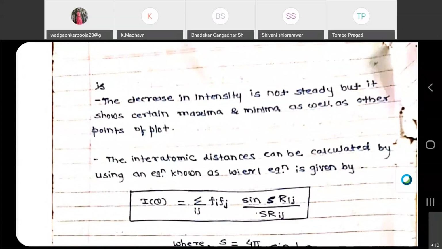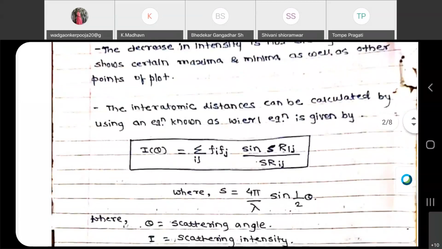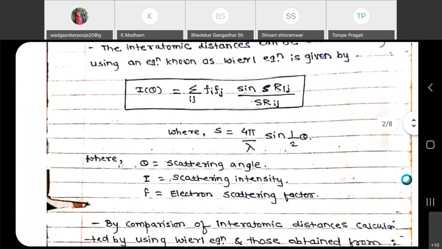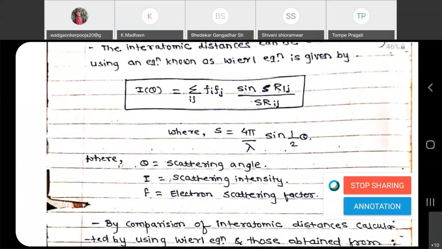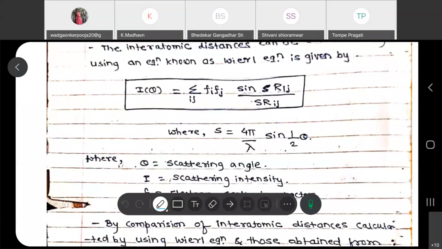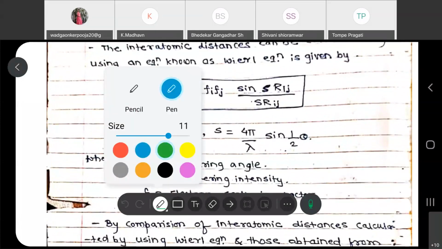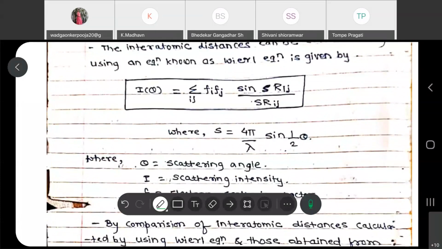Okay, no problem with it. See, the Wierl equation explains information, or the terms which are there in our Wierl equation. See, you can see here now. In the Wierl equation, we can have terms like theta.